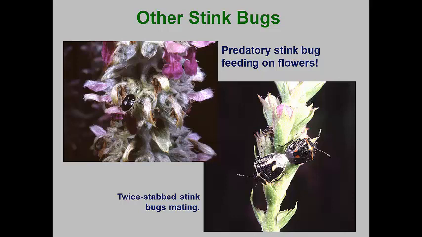This is a well-known phenomenon. When predatory bugs can't find sufficient prey, they will often take liquids from plants to help them survive until they can find prey. On the other hand, the twice-stabbed stink bug is a common seed feeder, so finding them on flower stalks is to be expected.